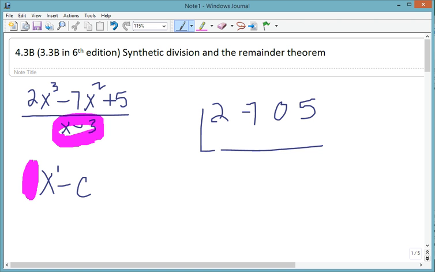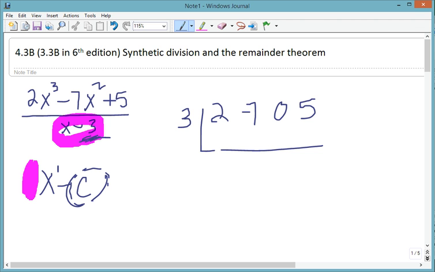Since I know it's always in that format, I can just put the 3 there, which is basically our c. Now, you notice that it's the opposite of what is there in the equation. I'm not just leaving off the x, but I'm using the opposite of what was there. In just a second you'll see why that is, but keep in mind that we've taken the opposite of that number right there.